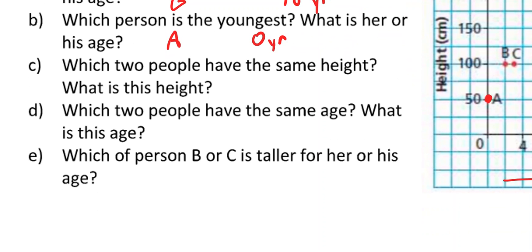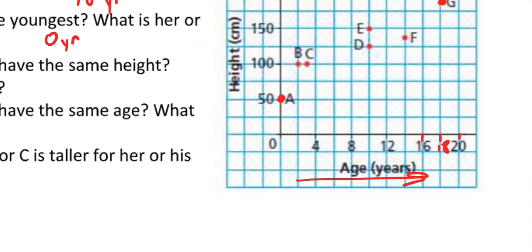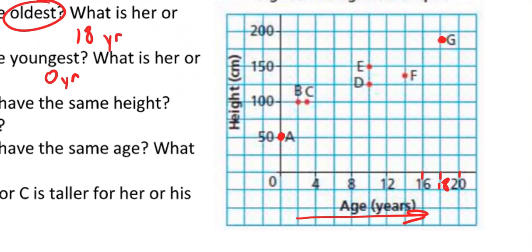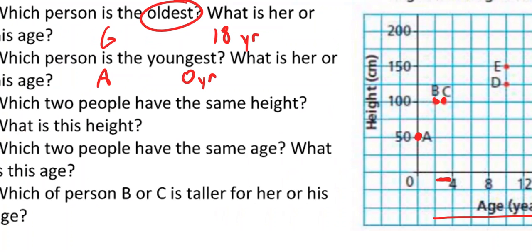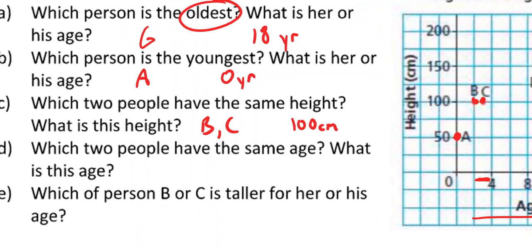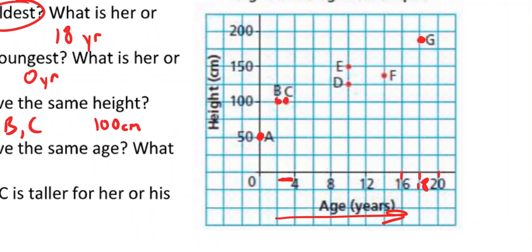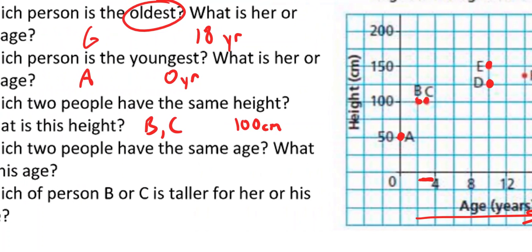All right, which two people have the same height? B and C. B and C, yeah. So B and C, they're different ages, right? But they are both at 100 centimeters tall. Oh, I gave that one away. So yeah, B and C. And they are 100 centimeters tall. Which two people have the same age? E and D. 4 and a meter tall. E and D. Centimeters.